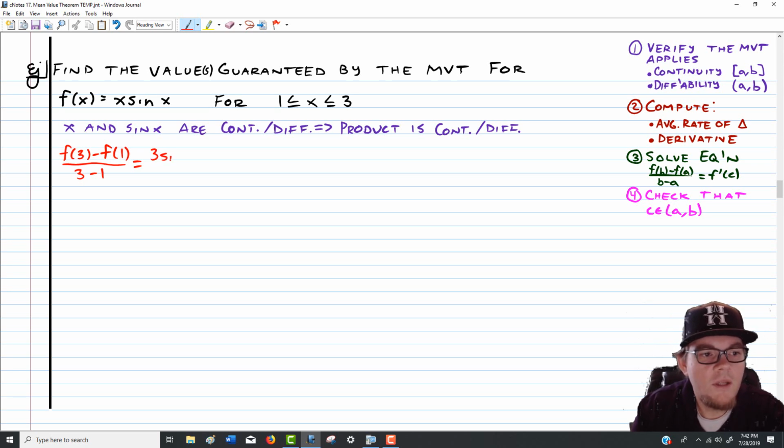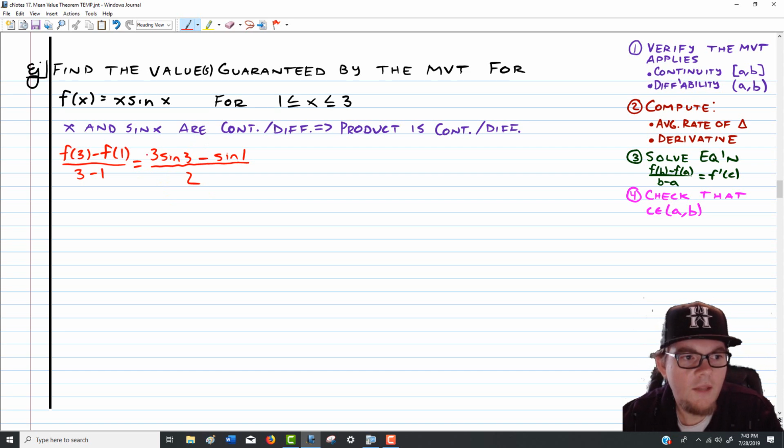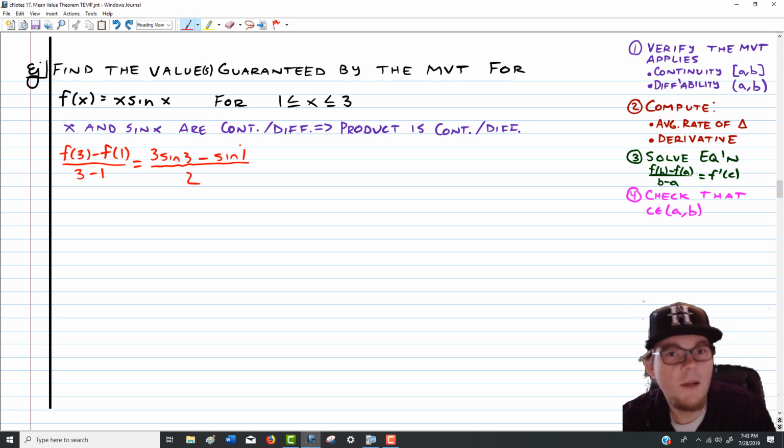f of 3 will be 3 sine of 3, and f of 1 will be 1 sine of 1. So I guess if you want to put that 1 in there, you can. It just looks like absolute value, so I'm going to leave it out. And all of it is, of course, over 2. So the average rate of change is a little weird because we get 3 sine of 3, and neither of these is evaluable, or we can't get a nice value for those things. They have values, they'd be decimal values, lots of ways to get there, but we don't know those values off the top of our head. They're not special right angle or special triangle angles.